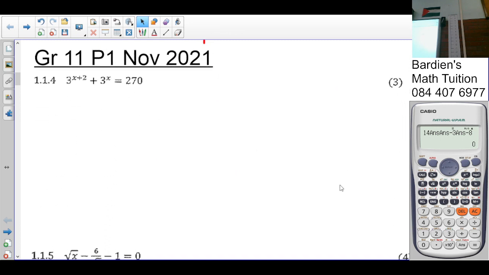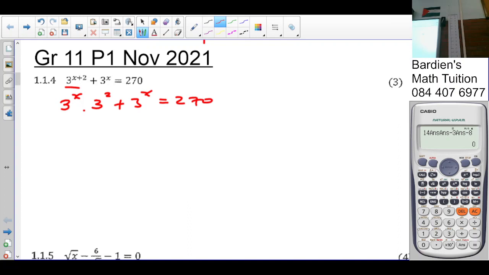As you can see for the next one here, you got 3 to the x plus 2 plus 3 to the x equal to 270. So this is an exponential equation. So what we do is we break up so that we can factorize. So it's 3 to the x times 3 squared plus 3 to the x is equal to 270. So you ask yourselves, okay, what is common here? 3 to the x. Not so. What are we left with? 3 squared plus 1 equals 270.